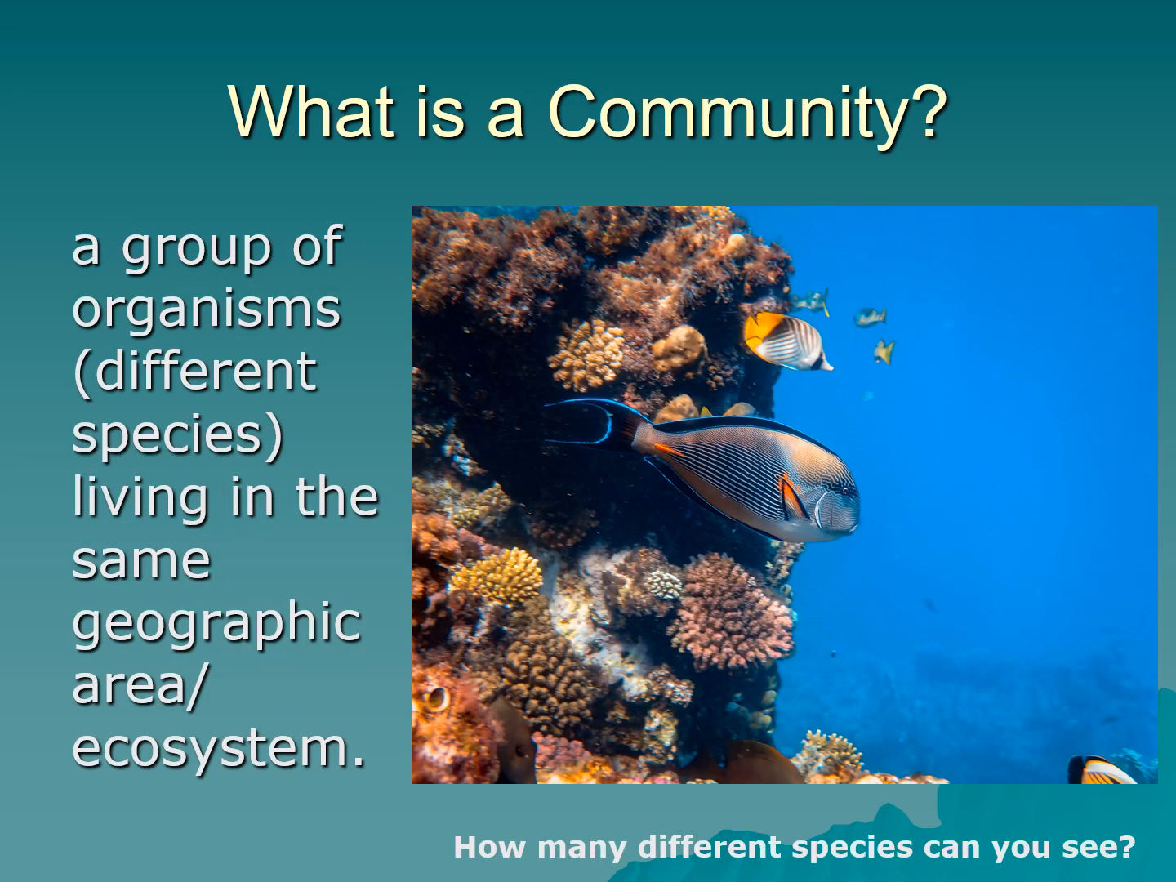A community is a group of organisms, these are different species, that live in the same geographic area or ecosystem. Okay, so in this picture you see a piece of a coral reef and it has a community of several different species. I'm going to ask you a question there. How many different species can you see in this picture? Kind of take a pause and take a count and see, and then answer it on the question in the next slide.